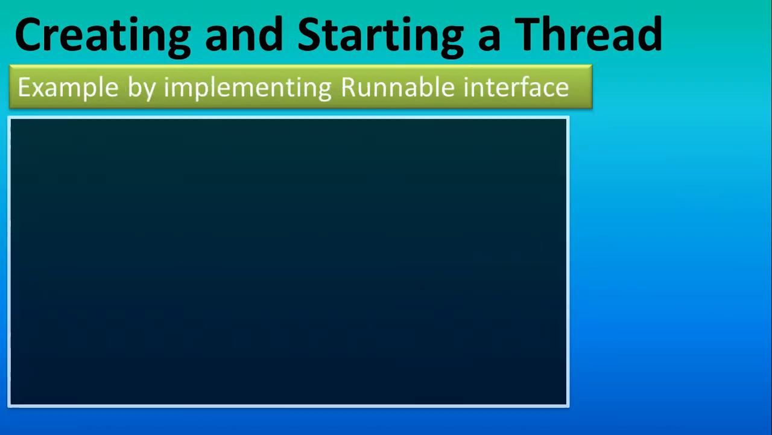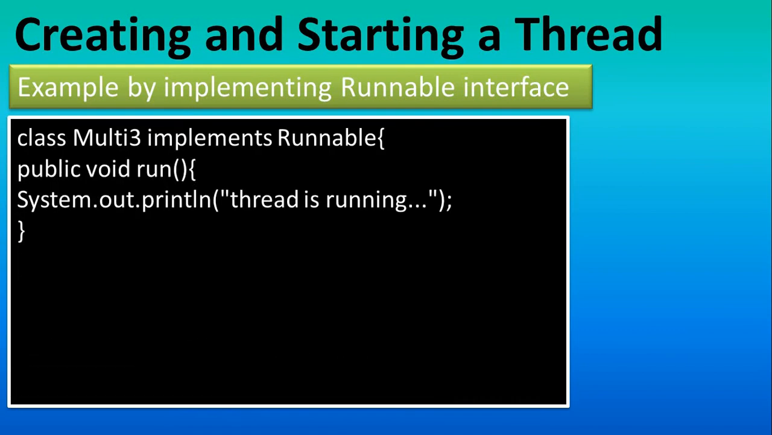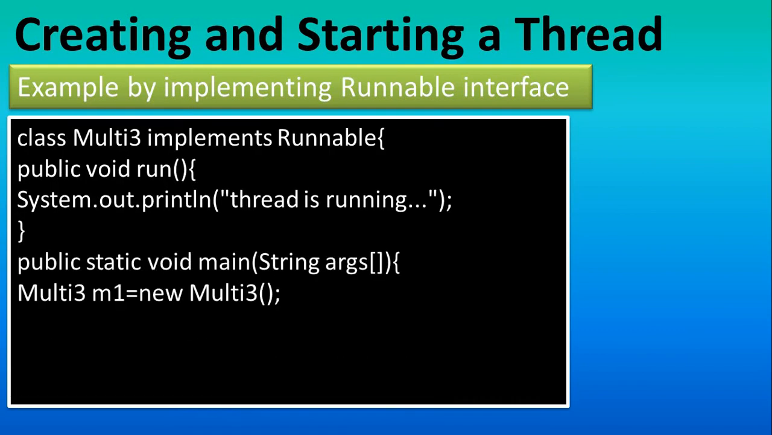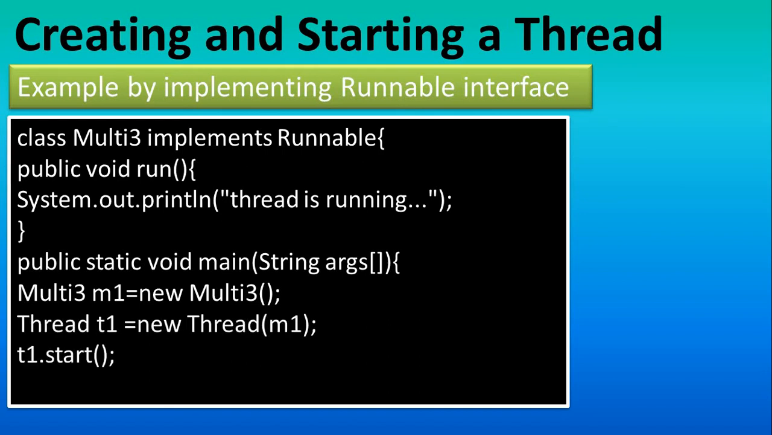Now you got the idea. First you use the Runnable interface and the run method, then you use the main method with the object, pass that object to the Thread class, and then call the t1.start method. So this is for the execution of the program. Now friend, we will go to Eclipse and see how these programs are executed.